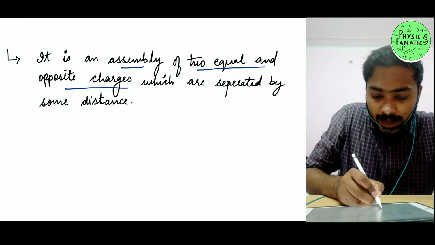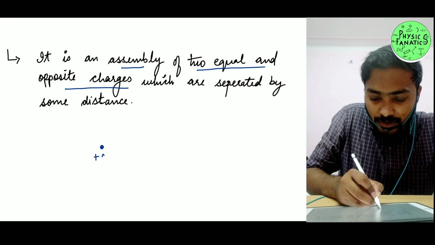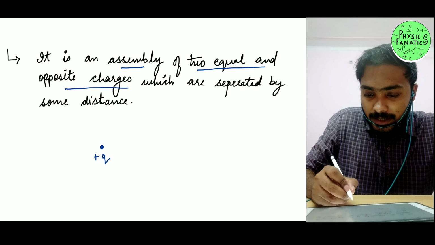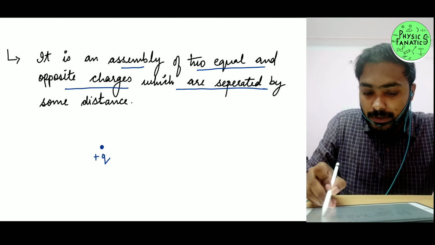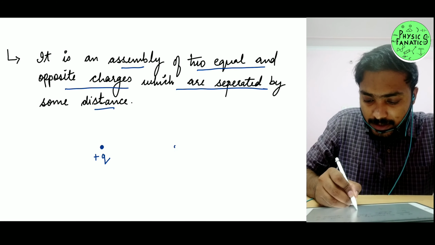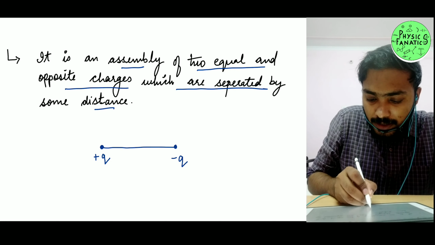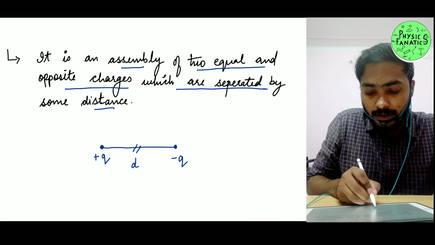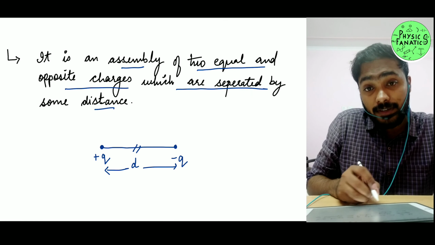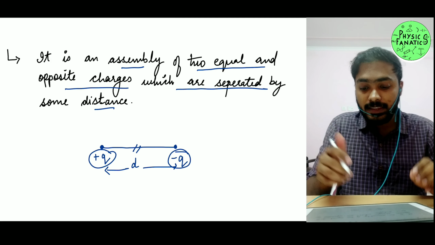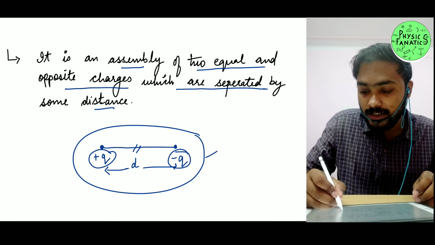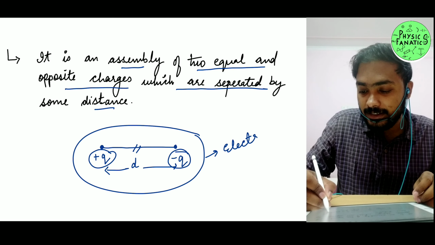So let's say I have a plus q charge here. Then the next charge will be minus q, which are separated by some distance. Let me keep a distance between these two. This is minus q, and they are separated by some distance. Let me call this distance d. We have two equal and opposite charges separated by some distance. Then this system is what you call your electric dipole.